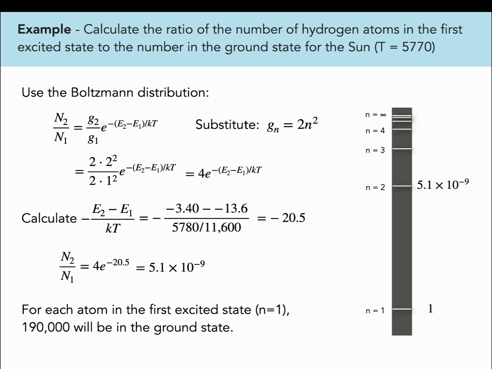If you go through and plug in g3 over g1, so if you calculated the number in the second excited state, you'd find that you get 2.6 times 10 to the negative 10th. So you get even fewer up there, and then fewer. As you go up and up and up, because that energy difference gets bigger, and this is an exponential term, you're just going to get fewer and fewer atoms in these higher energy states for the temperature of the sun.